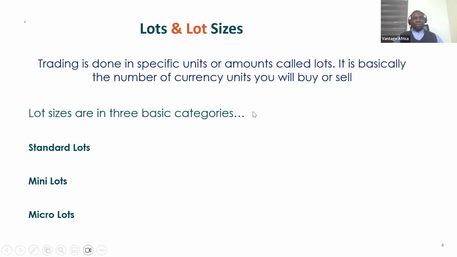Okay, so there are three categories of lot sizes right here. The first one is what we call the standard lot. The second one is what we call the mini lot. The third one is called the micro lot.